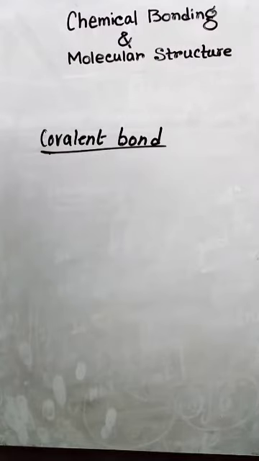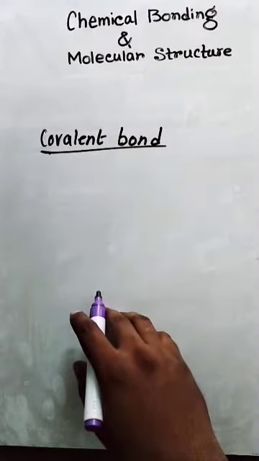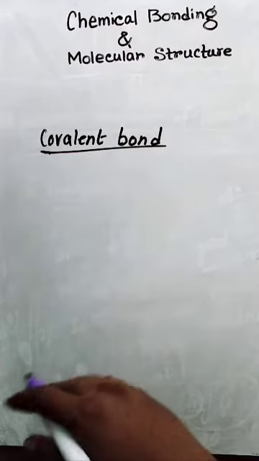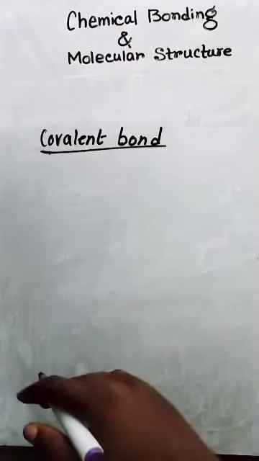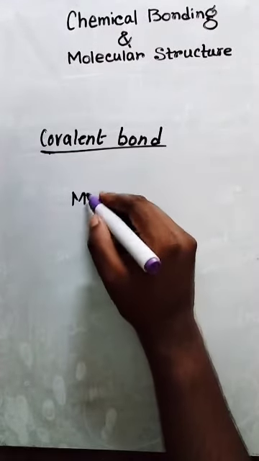Next we discuss covalent bonds. So what is a covalent bond? A type of chemical bond in which there is a mutual sharing of electrons between two atoms is called a covalent bond. So here we use the term mutual sharing.